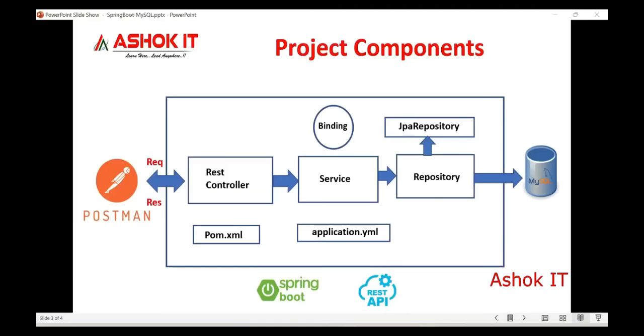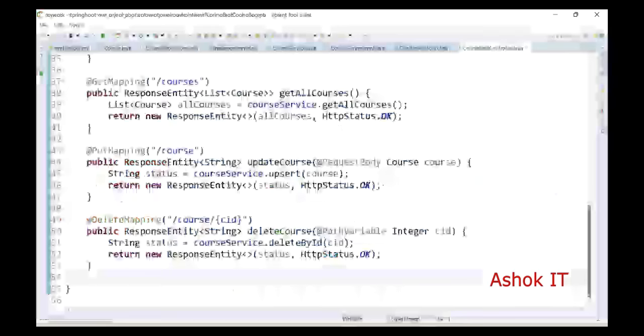We are able to create a repository. We are able to create service and we created REST controller, one binding class, dependencies added in the pom.xml, data source properties configured in the application.yml. Now let us test this application by using Postman. So first let me run this project, guys.